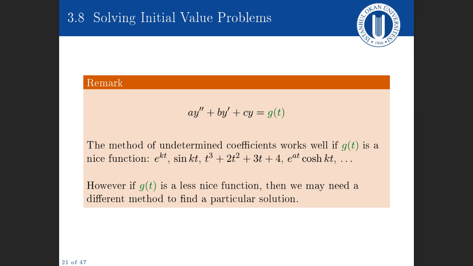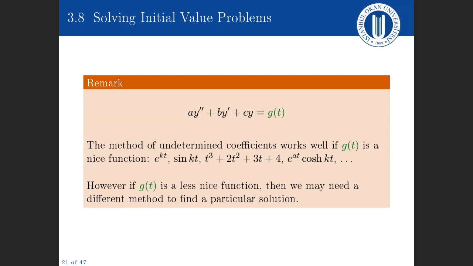Okay, so we've been using the method of undetermined coefficients. And this method works well if g(t) is a nice function or a sum of nice functions. e^(kt), sin(kt), a polynomial, e^(at) cos(kt). These are all nice functions. You can all guess what ansatz to use if we have a nice function.